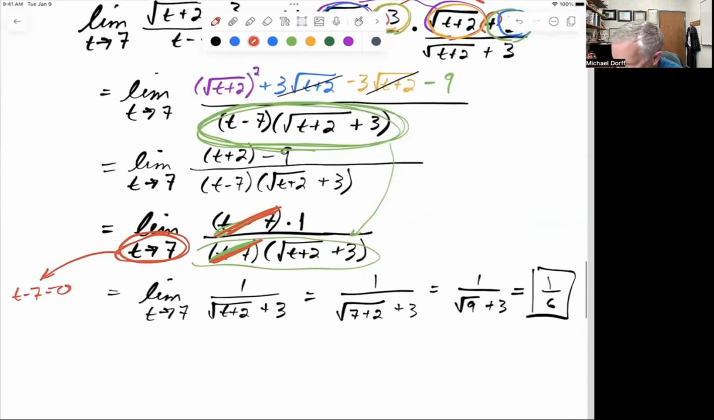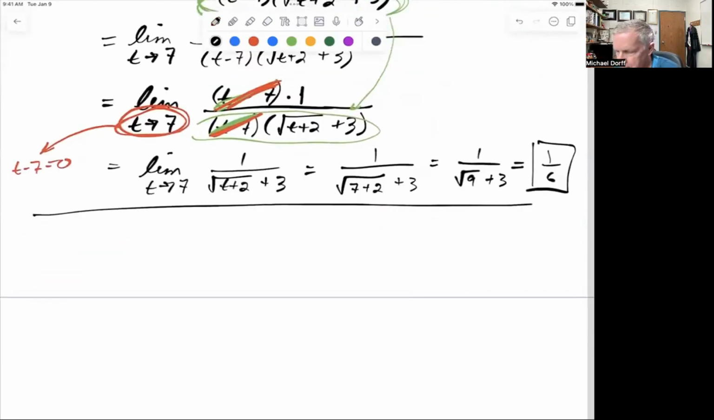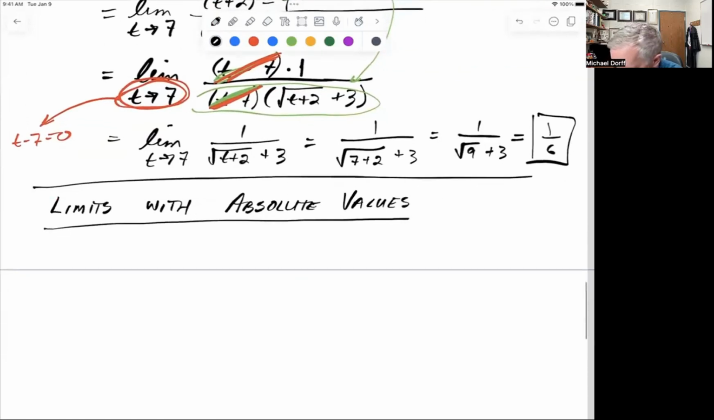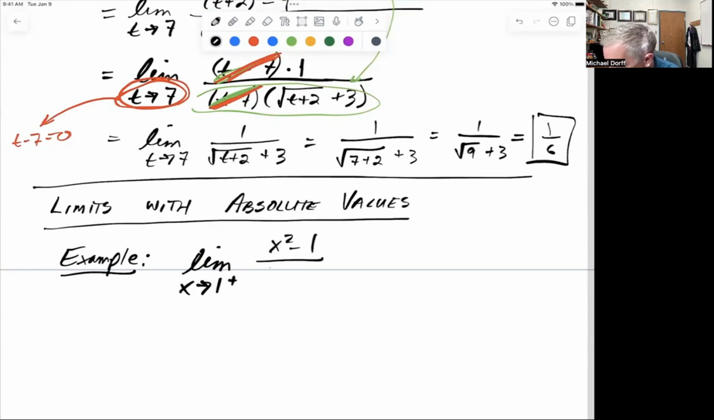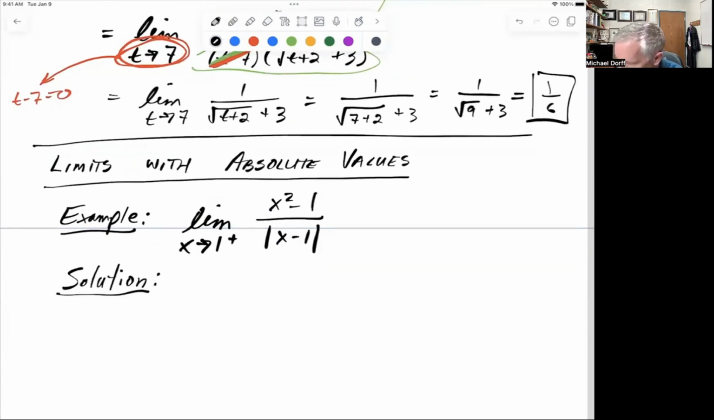All right, let's look at some limit problems where we have some absolute values here. So, limits with absolute values. This raises the difficulty level a little bit of the problem, but we can still do this. So let's say we have the limit as x goes to 1 from the right of x squared minus 1 over the absolute value of x minus 1. So again, this is a right-hand limit problem, meaning that I'm taking numbers a little bit larger than 1 here.